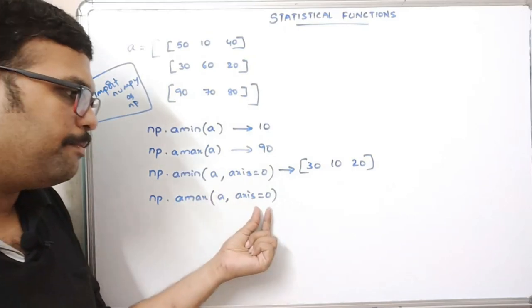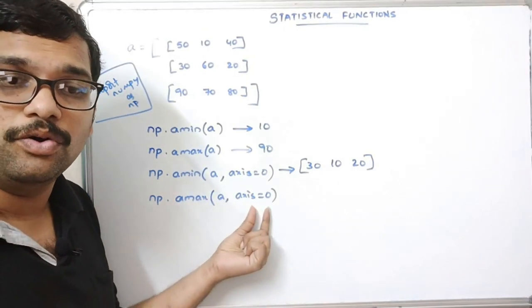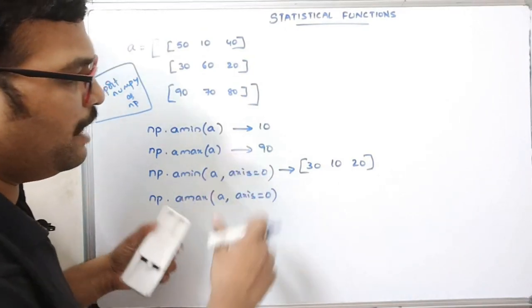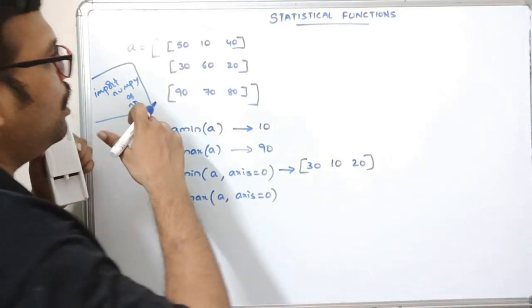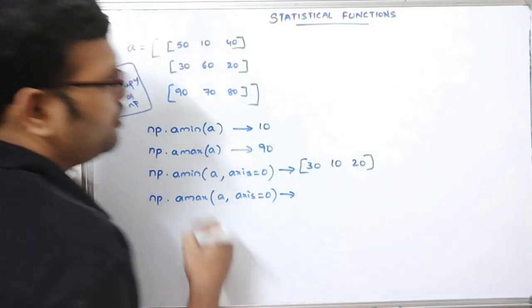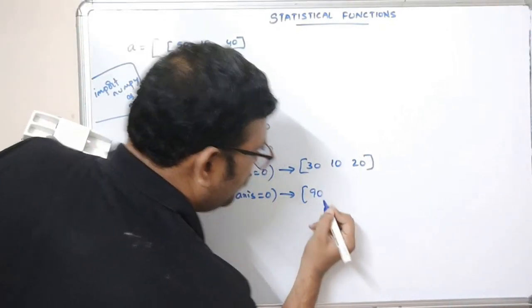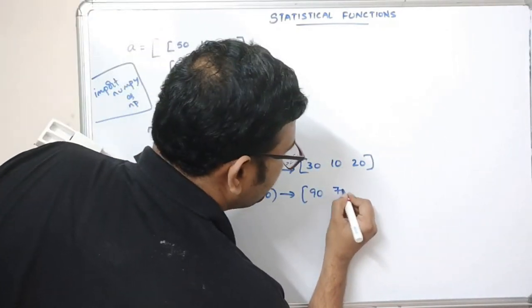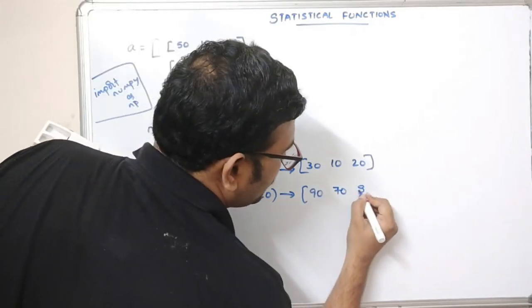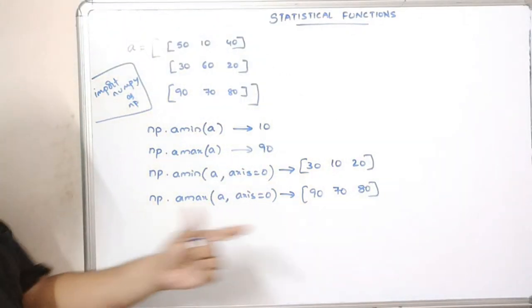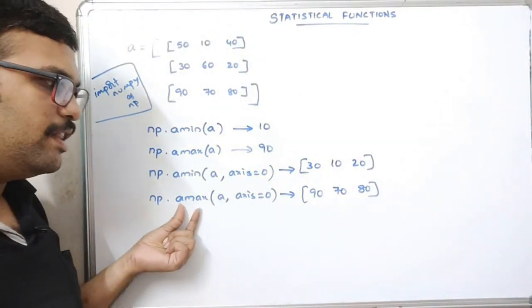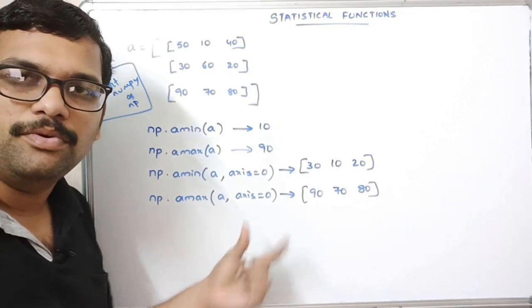So here again I am giving axis is equal to 0. Axis is equal to 0 means again we have to do the operations column wise. Column wise the highest element: in the first column 90 is the highest element, in the second column 70 is the highest element, and in the third column 80 is the highest element, right? So this will be the result for finding the maximum along axis 0.